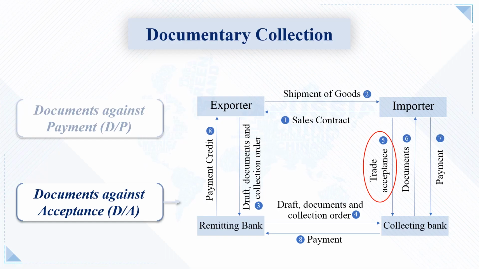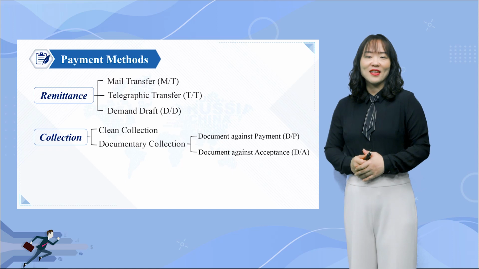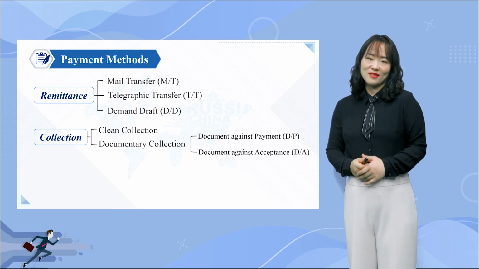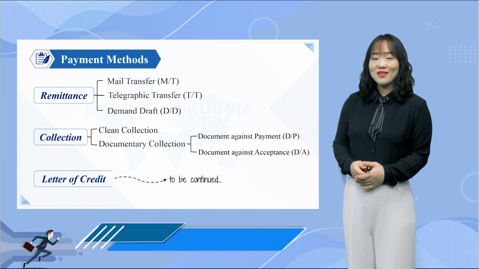By accepting the draft, the importer becomes legally obliged to pay at a specific date. At maturity, the collecting bank contacts the importer for payment. Besides remittance and collection, there is a more important and complicated payment mode, that is, letter of credit. We will discuss it next time.